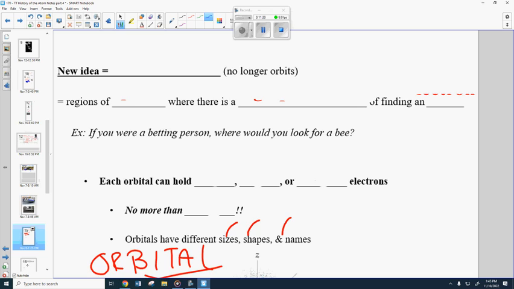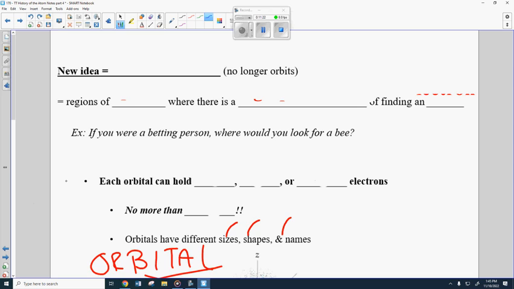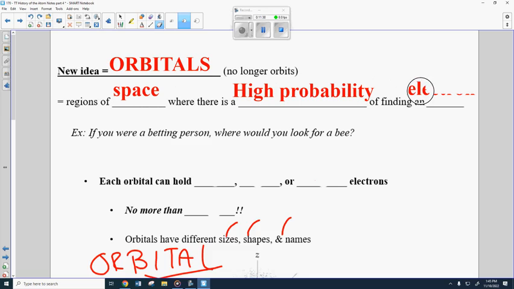So that brings us to our new idea. No longer orbits, but we have orbitals. So we threw an "als" on the end there. Orbitals. Orbitals are regions of space where there is a high probability of finding an electron. So it's a general area where you'll probably find an electron.